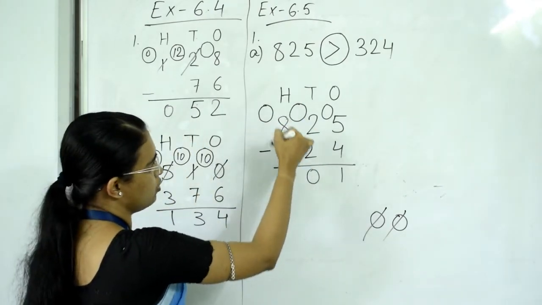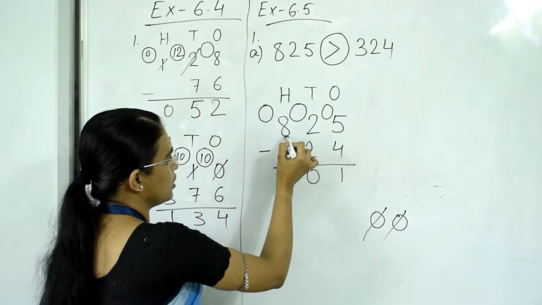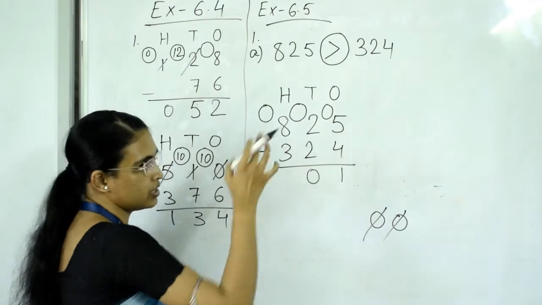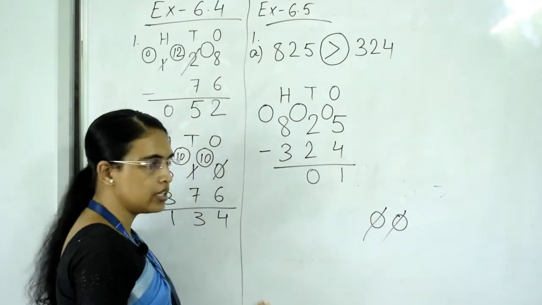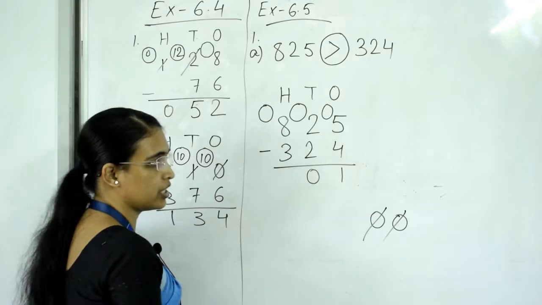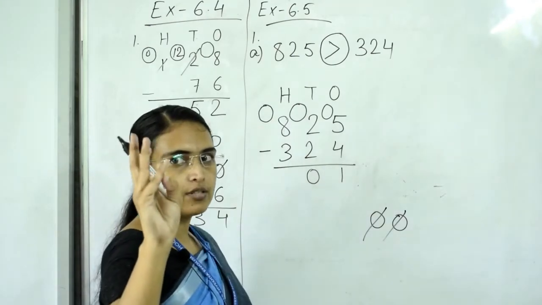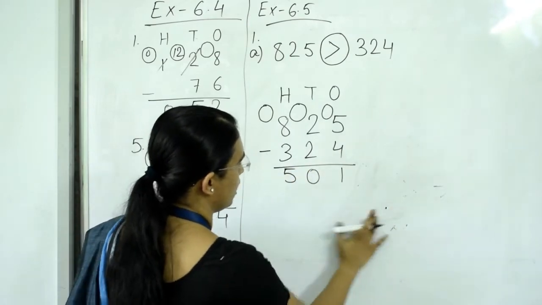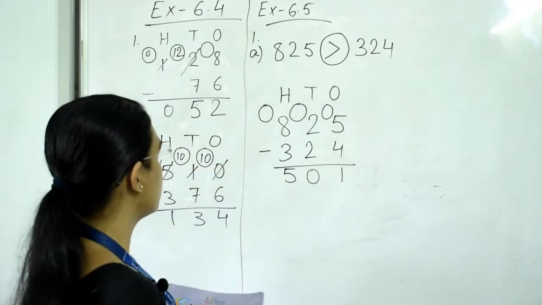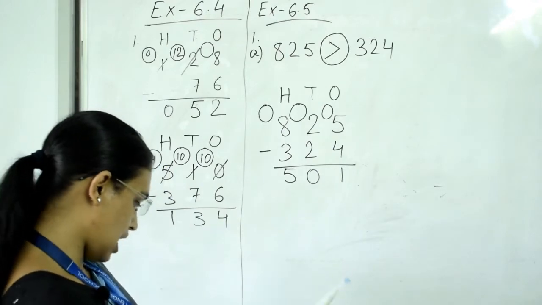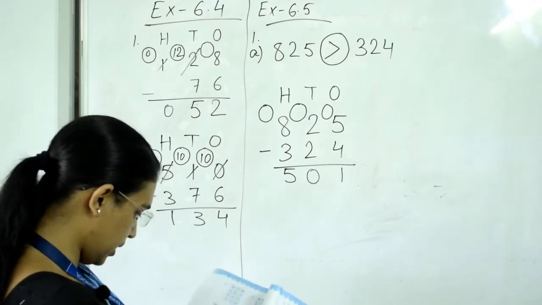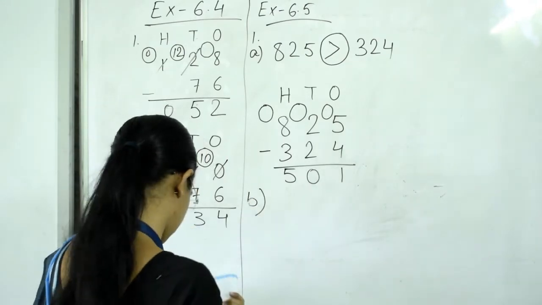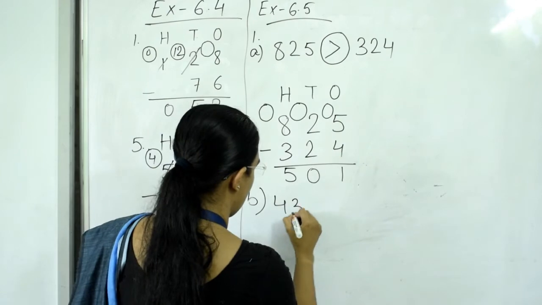now we will look at the 100 place. There we have 8 at the top and 3 at the bottom. 3 is smaller than 8, so here also we don't need to carry. So 8 minus 3 is, after 3, 4, 5, 6, 7, 8, 5. So the answer is 501. Okay, this is question number A. Now we will do question number B.